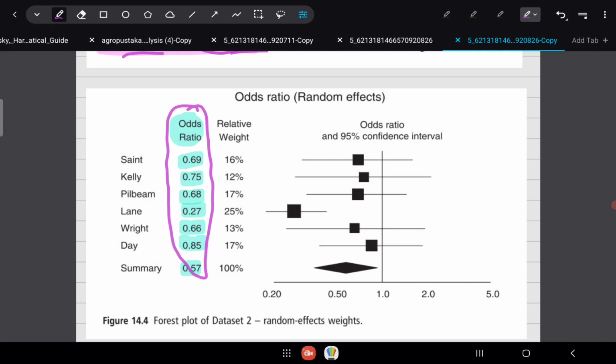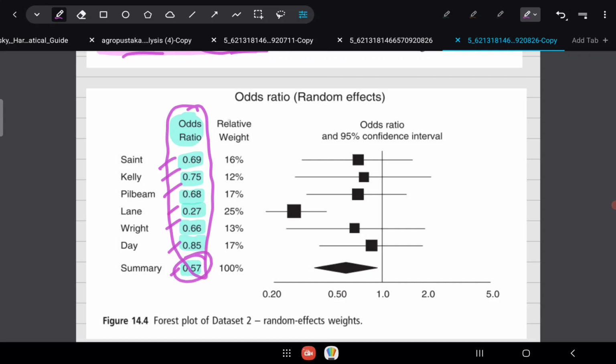This is not the natural logarithmic form. This is actually exponential form, because it is just more interpretable to show the original form of the odds ratio, that has some meaning to it, whereas reporting the natural logarithmic of odds ratio may not make sense. So that is why we have converted the summary effect back into the original conventional form.